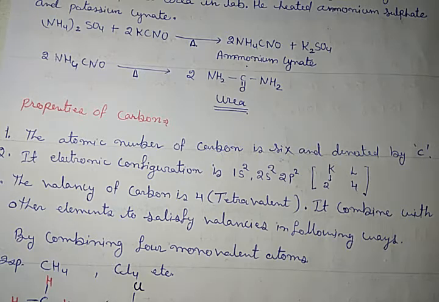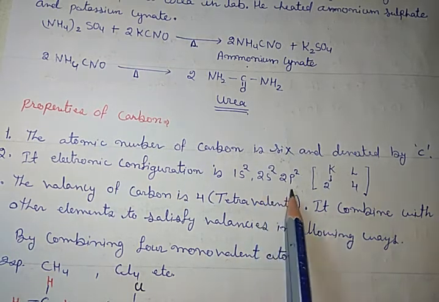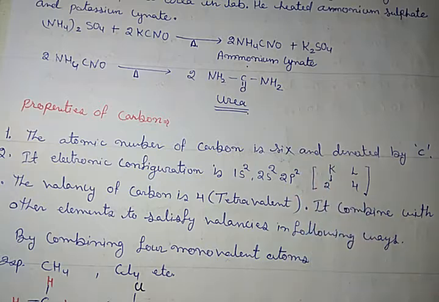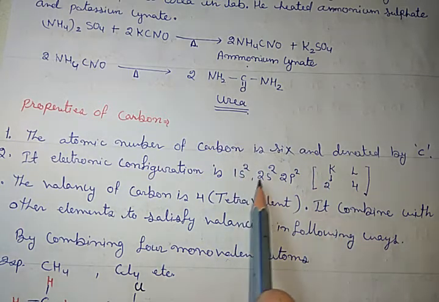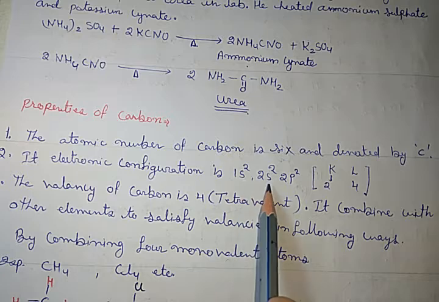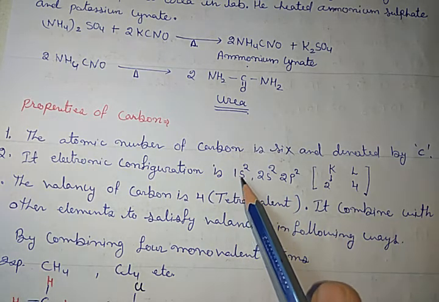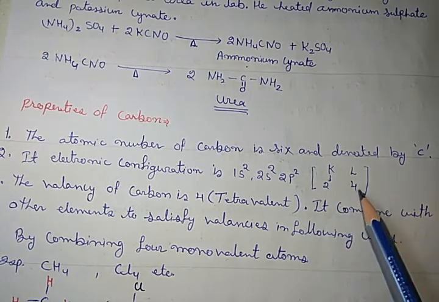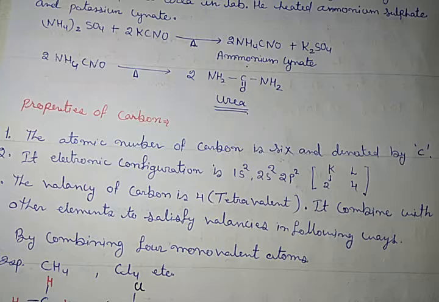Its electronic configuration is 1s2 2s2 2p2. There are six electrons in carbon, because its atomic number is 6. These 6 electrons are distributed like 1s2, 2s2, 2p2, or if we consider the shells, then 2 electrons are in the K shell and 4 electrons are in the L shell.